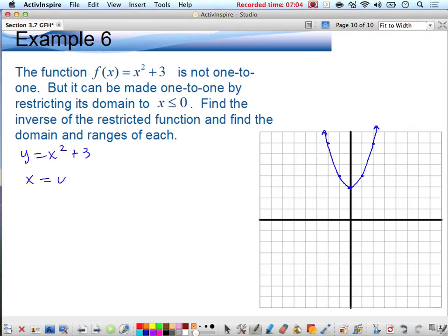Switch them out. x equals y squared plus 3. Subtract the 3. And then what? Take the square root. Now when you take the square root, what happens? You get a plus or minus square root of x minus 3.